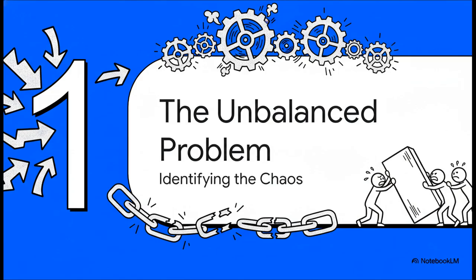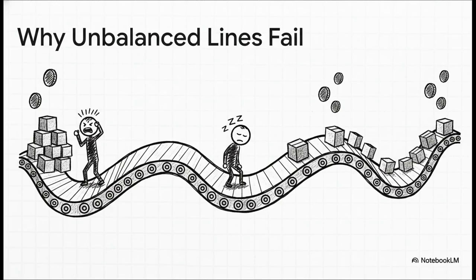Let's formally define what we're up against. What is actually happening when a line is out of balance? An unbalanced line is really just a recipe for failure. You end up with these bottlenecks where work just piles up at one station, grinding the whole line to a crawl. But at the exact same time, you have other stations just sitting idle, and that's wasted labor, wasted capacity. All of this leads to completely unpredictable output, and, of course, skyrocketing costs. It's basically a system that's at war with itself.